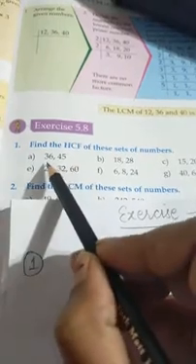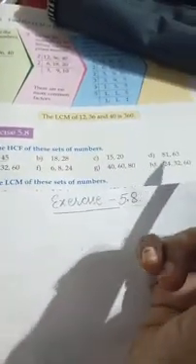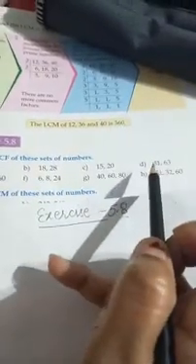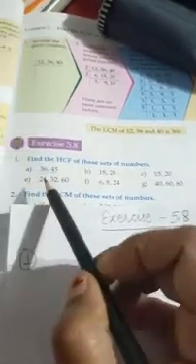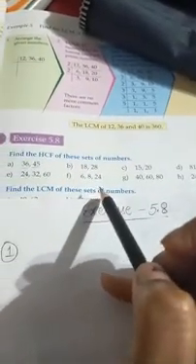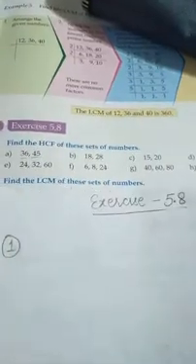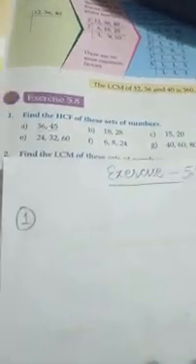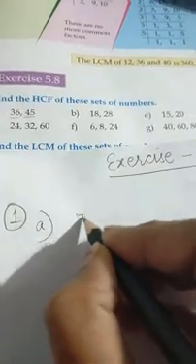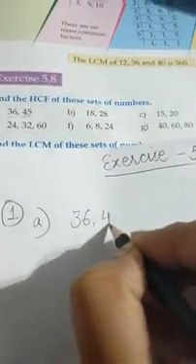See sum number 1. Find the HCF of these sets of numbers. Here we have to find out the HCF of these types of numbers which are given to you. Here you can see in A, B, C and D parts two numbers are given, and in E, F, G, H three numbers are given for the calculation of HCF. Firstly, I am going to tell you A part. What are the numbers? There are 36 and 45.